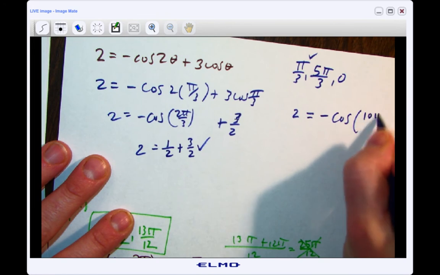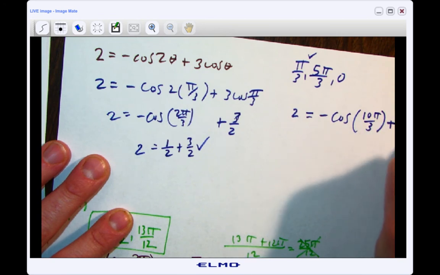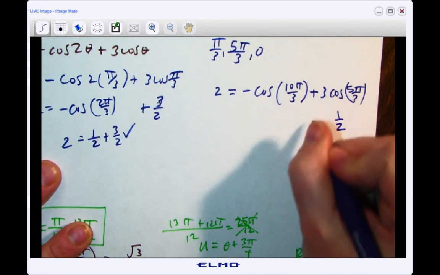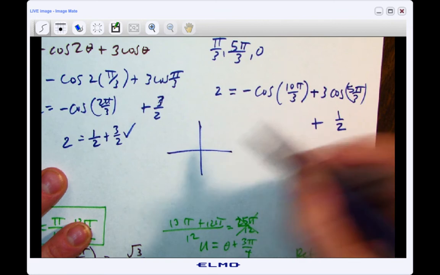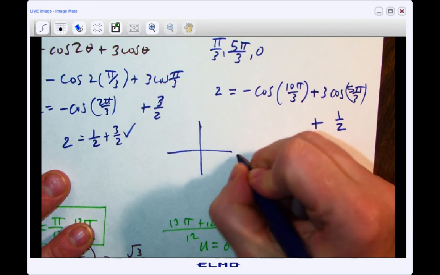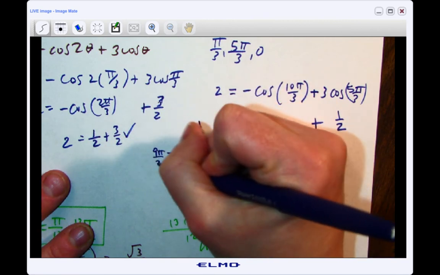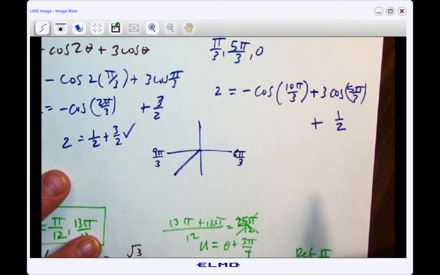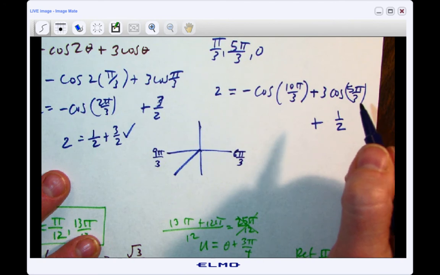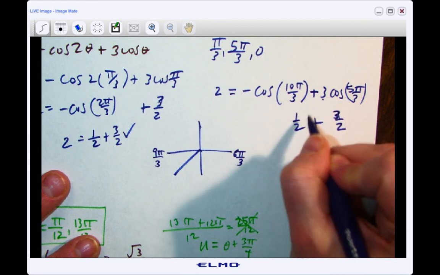Cosine of 10 pi over 3 plus 3. So that's putting the 5 pi in here. We know this one was a half. That's where we got that from. So 10 pi over 3, where the heck would that be, right? So this would be 6 pi over 3. This would be 9 pi over 3. So 10 pi over 3 must be here. Cosine is negative there, so that means that's going to be the negative 1/2 that we just said. Oh, sorry, this is 3 halves because of the 3. So that'll be another one. So that one works also.